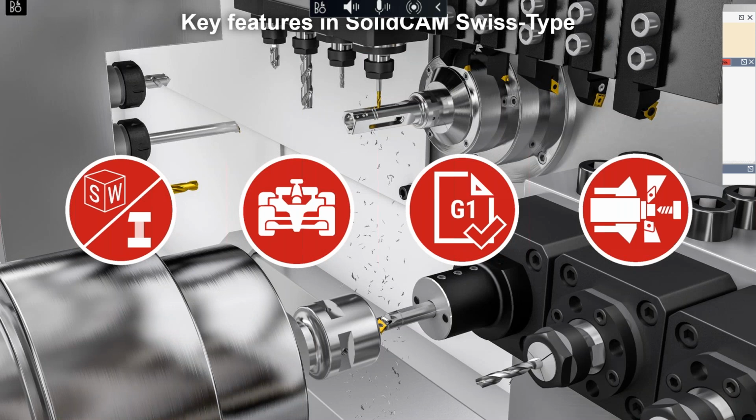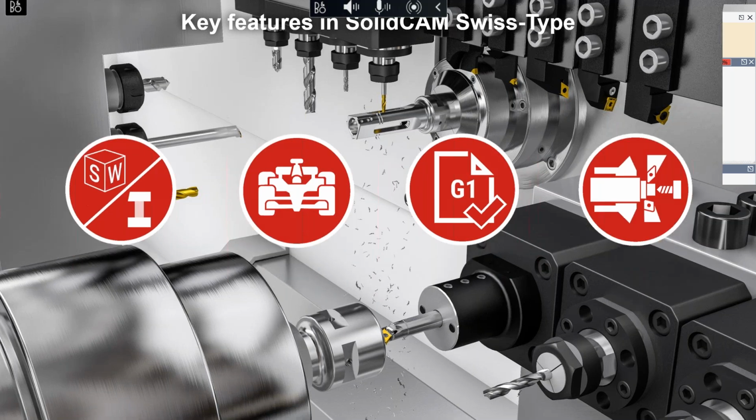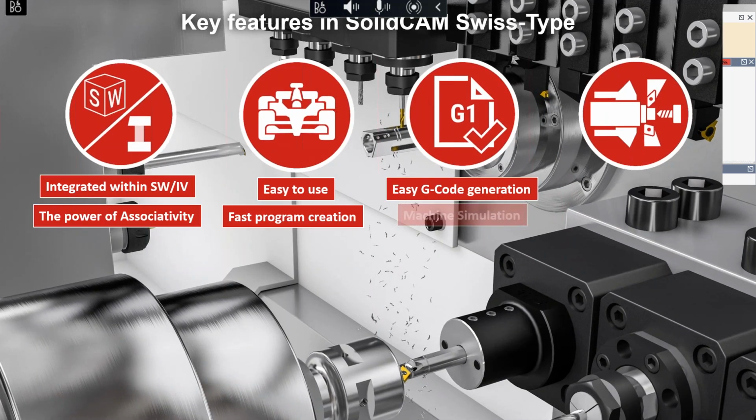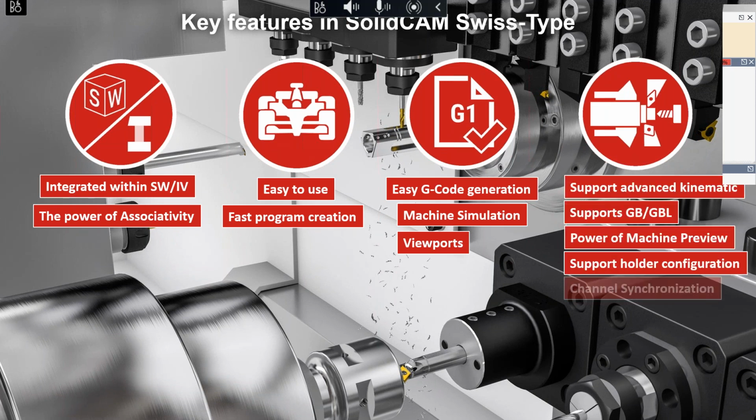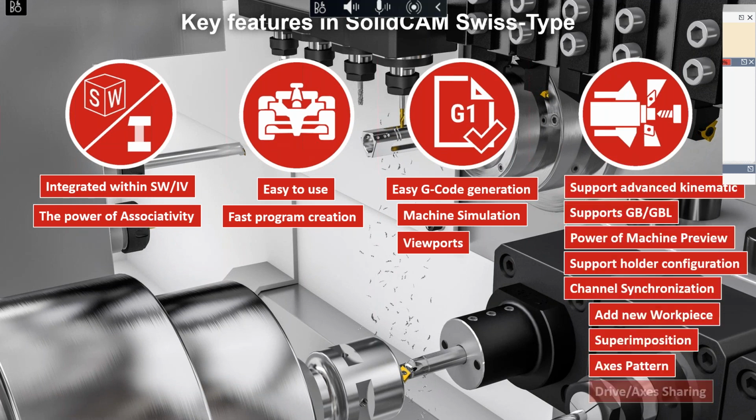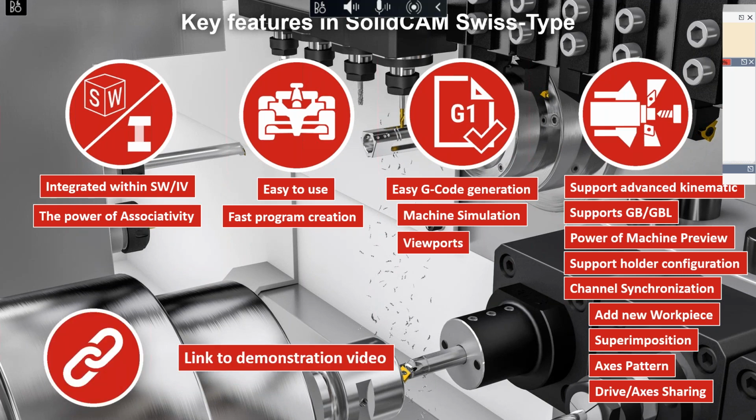And I will start by showing my favorite key features that SolidCAM has regarding the Swiss type module. Number one, it's integrated within not only SolidWorks but also within Autodesk Inventor. The software is equal on both systems. Therefore we have the power of associativity. We are always connected to the model, we always see the most updated model, and we always recalculate the new toolpath according to the model.